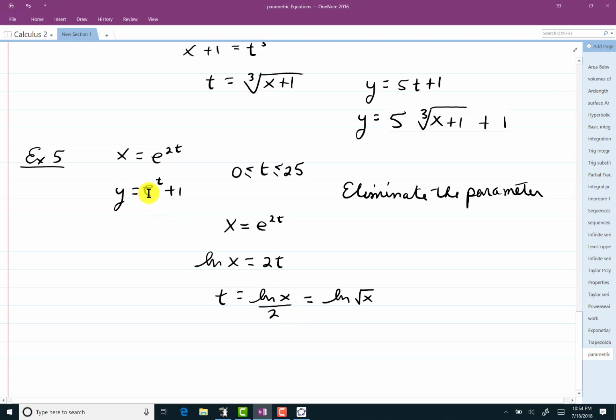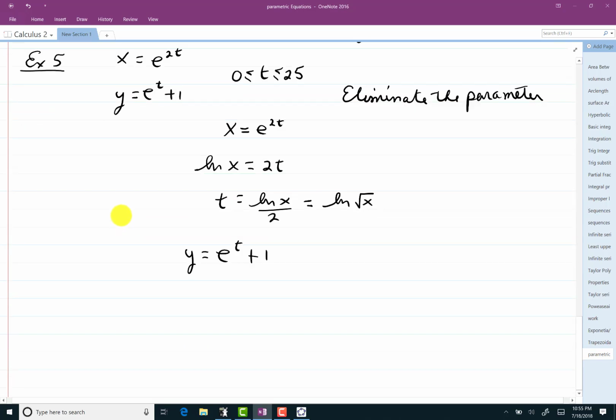Then your y equals e to the t plus 1. Let's plug the natural log of x in for t. It was fortuitous that I did this, because the e and the natural log will cancel each other out, and you'll end up with the square root of x plus 1.